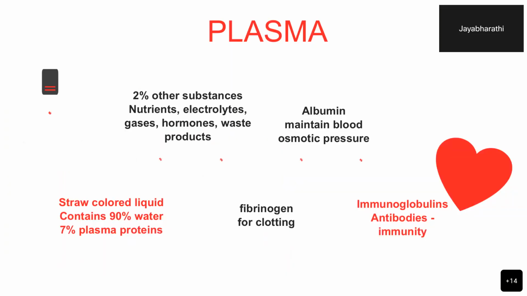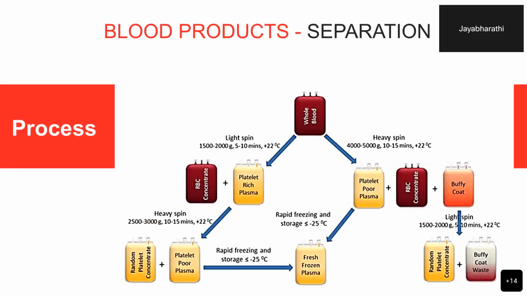Coming to plasma, plasma constitutes about 90%. It's a straw-colored fluid which contains 90% of water and 7% of plasma proteins, whereas 2% constitutes the nutrients, electrolytes, gases, hormones, and waste products. It also includes albumin, which maintains oncotic pressure, fibrinogen for clotting, and immunoglobulins, which contain antibodies that help in immunity. Coming to the blood product separation, blood products are separated by centrifugation, which includes light spin and heavy spin.